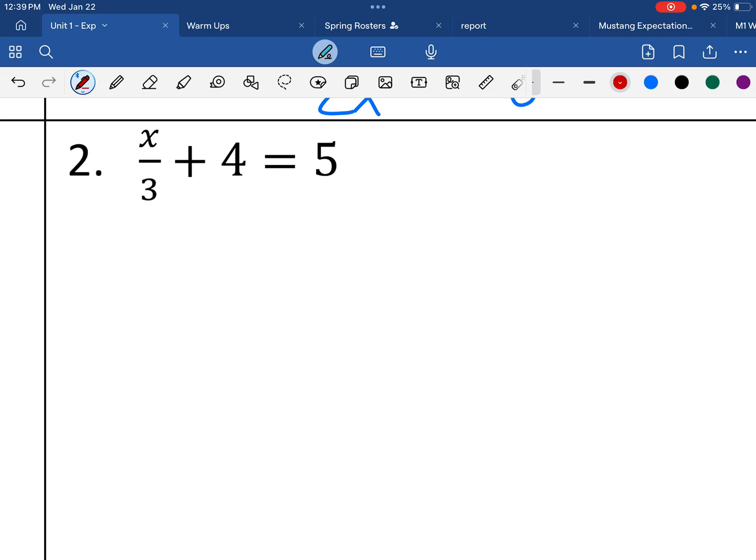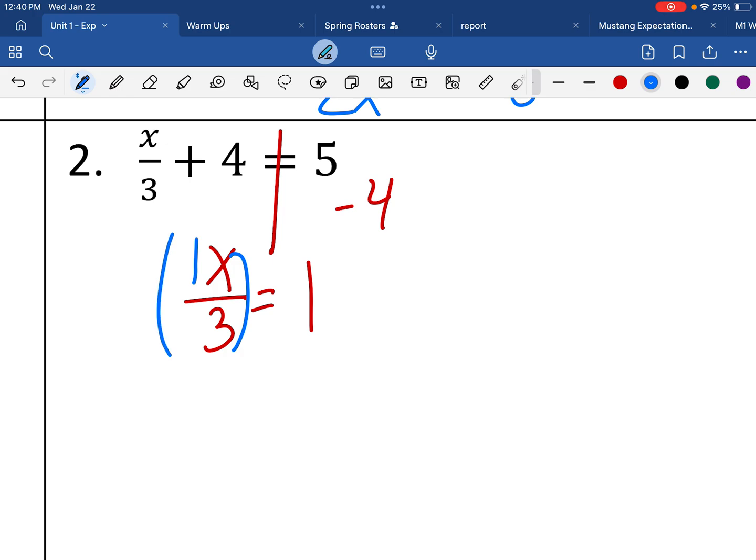Okay, so we see that the x is not grouped in one big fraction. So that means we got to do our split first. So we would have x over 3 equals 5 minus 4. That's 1. Now we just got to get rid of the fraction. Remember, there's an invisible 1 right there. So we're just going to multiply by 3. That'll get rid of that.